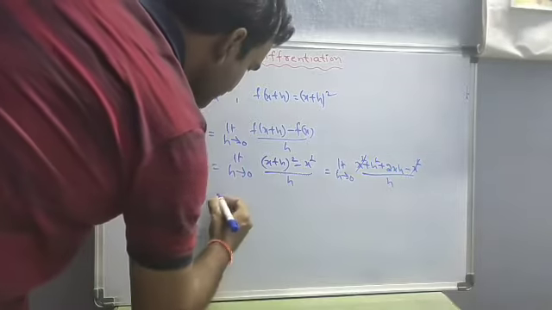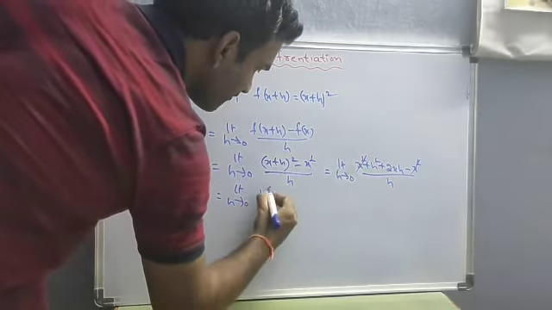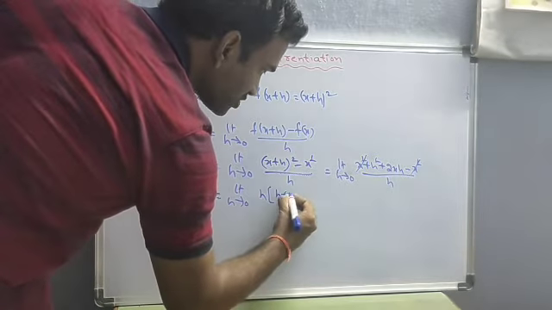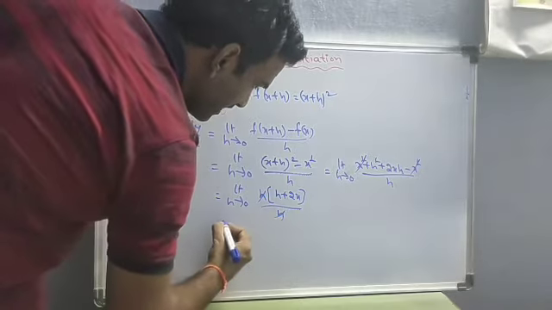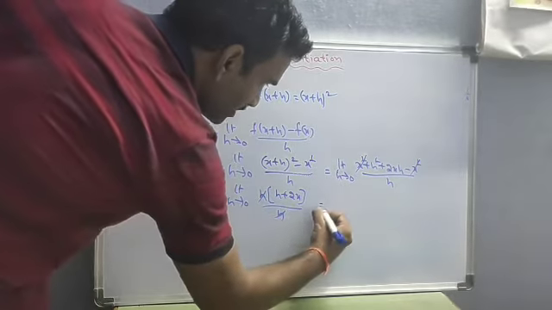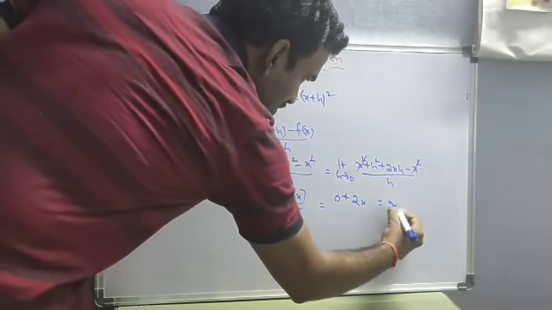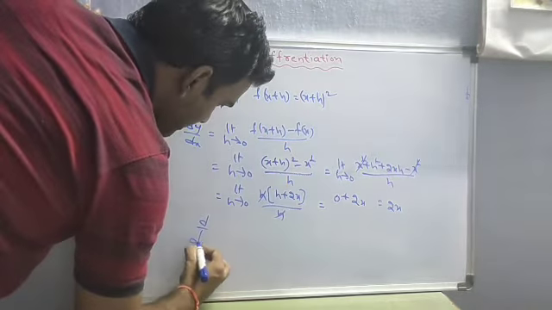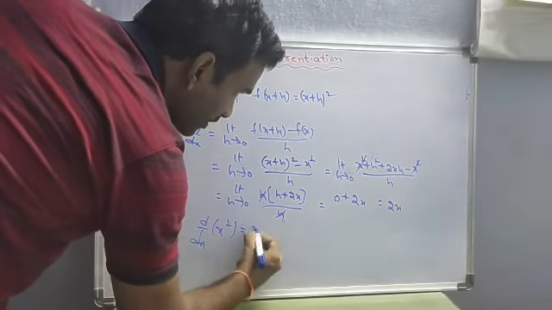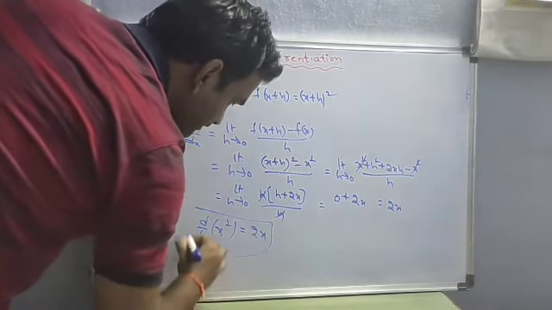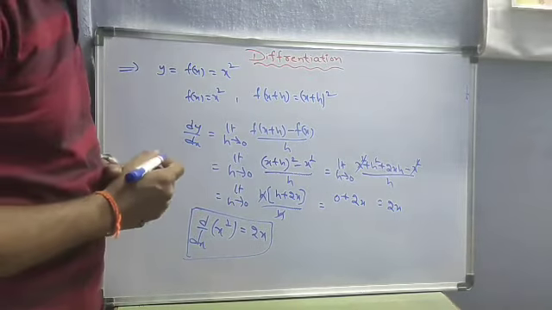This one gets cancelled. So limit h tends to 0. In these two terms, if I take h as common, h plus 2x by h. Now you apply h value equal to 0, then you get 0 plus 2x. So what is our answer? 2x. So d by dx of y, where y is the function x square, equals 2x. Like that I derived one formula.